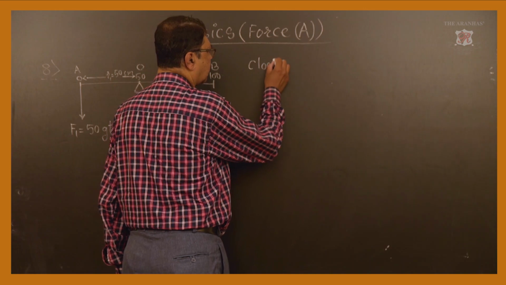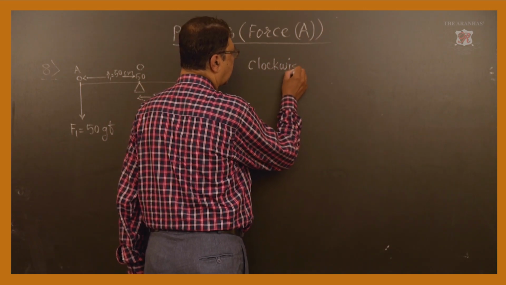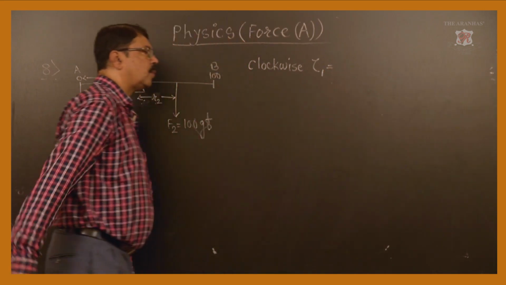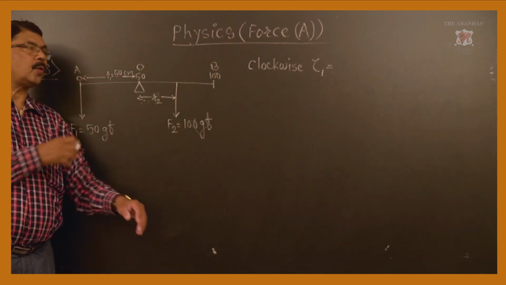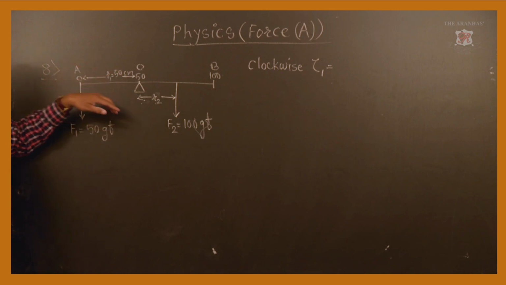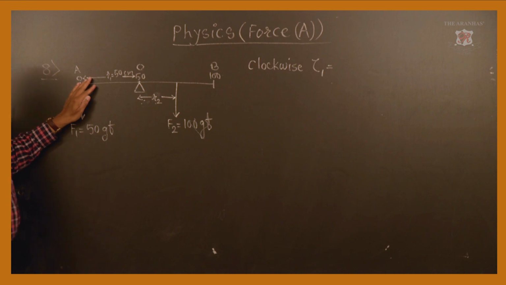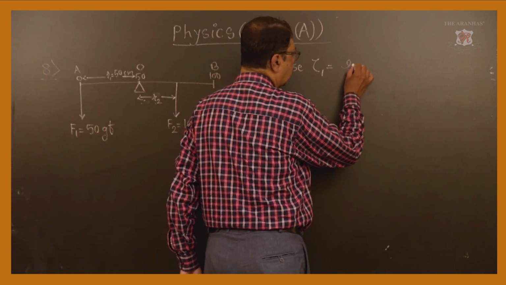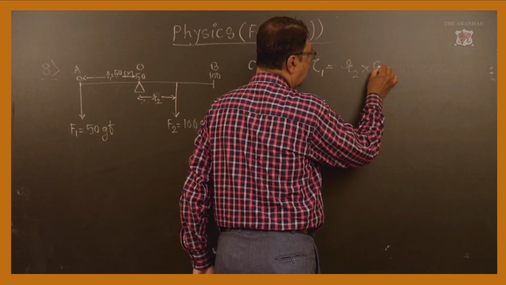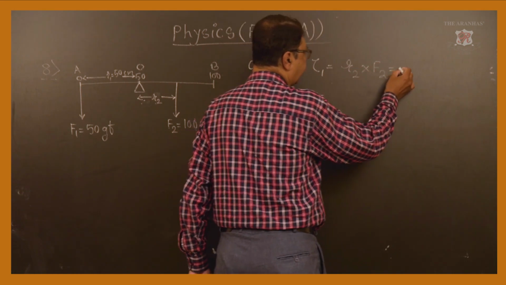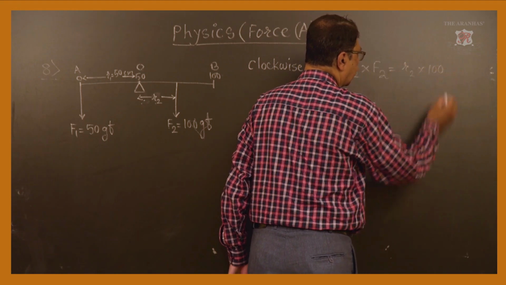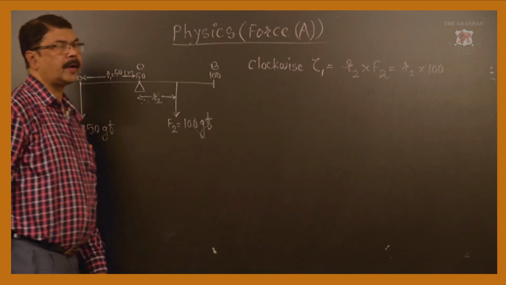Clockwise torque, I am calling it tau 1, equal to which force is going to move the ruler in clockwise direction? This force. So, I assume this force to be absent. What is the moment of force of this? It is R2 F2. You have the value of F2. So, R2 into 100. This is your total clockwise moment.